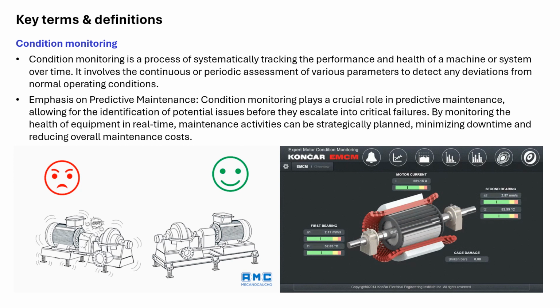This is a systematic process where we track the performance and health of a machine or system over time. It requires continuous or periodic assessments of various parameters to catch any deviations from normal operating conditions. Now, the real significance lies in its emphasis on predictive maintenance. Condition monitoring becomes a crucial tool in identifying potential issues before they become critical failures. By monitoring equipment health in real time, we can strategically plan maintenance activities, ultimately minimizing downtime and reducing overall maintenance costs. It's all about staying ahead of potential problems to ensure the smooth operation of our machinery.